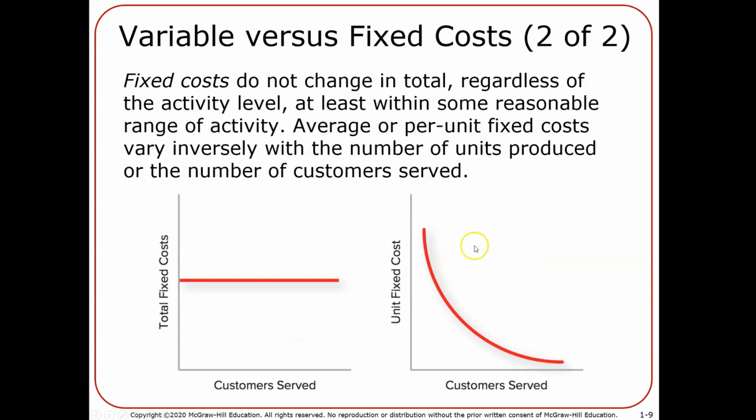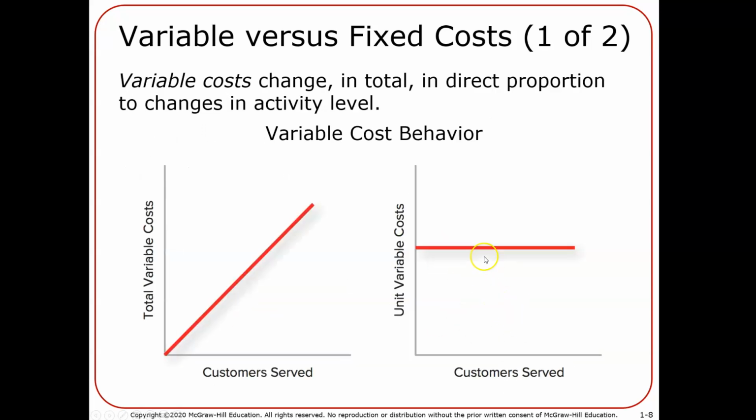Always keep that in mind. The average per unit fixed costs will go down the more customers we serve. If we serve only 1 customer, all of that rent is allocated to that 1 customer. But if we serve 1,000 customers, we can divide that fixed cost between 1,000 customers. So fixed costs do not change in total, but they change per unit. While variable costs change in total, but they don't change per unit. Exact opposite behaviors.